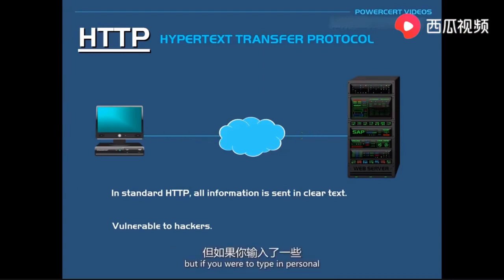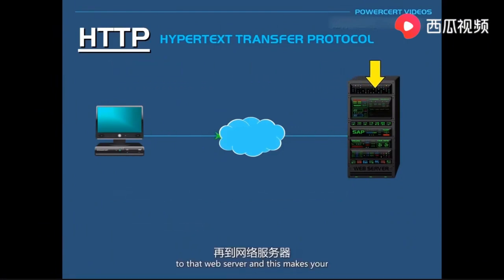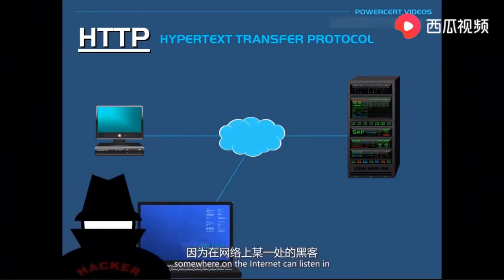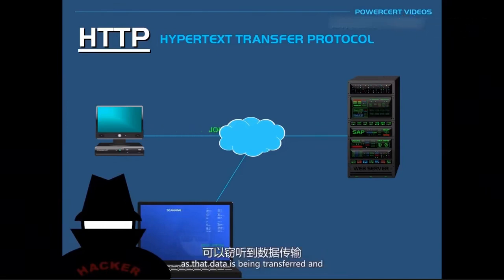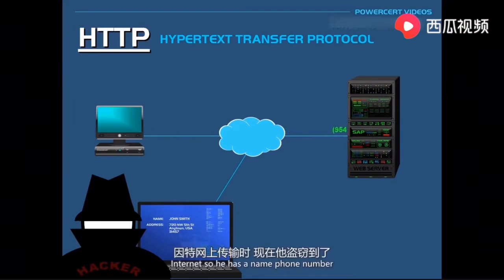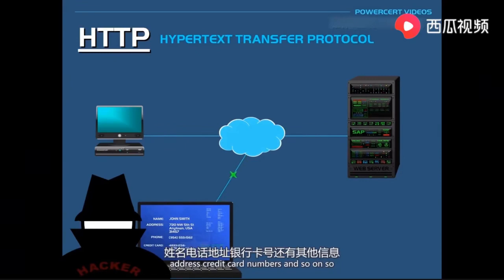But if you were to type in personal sensitive data like your name, address, phone number, passwords, or credit card information, that sensitive data goes from your computer and then it has to travel across the public internet to get to that web server. And this makes your data vulnerable because a hacker that's somewhere on the internet can listen in as that data is being transferred and steal your information. So as you can see, this hacker is stealing personal information as it's traveling over the internet. So he has a name, phone number, address, credit card numbers, and so on. So this is a problem as far as security.